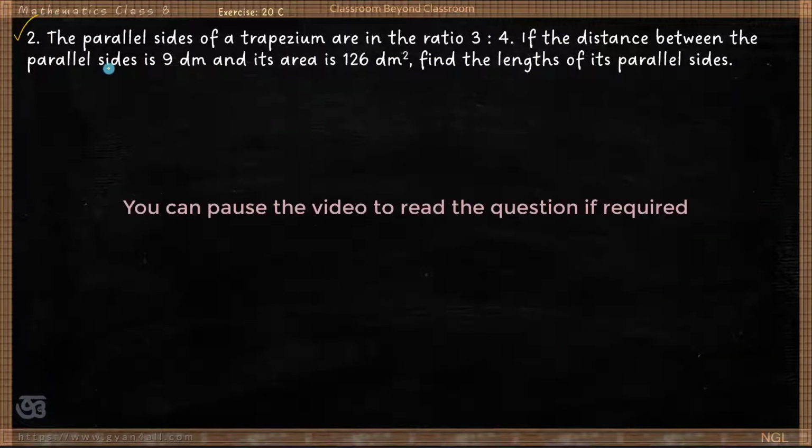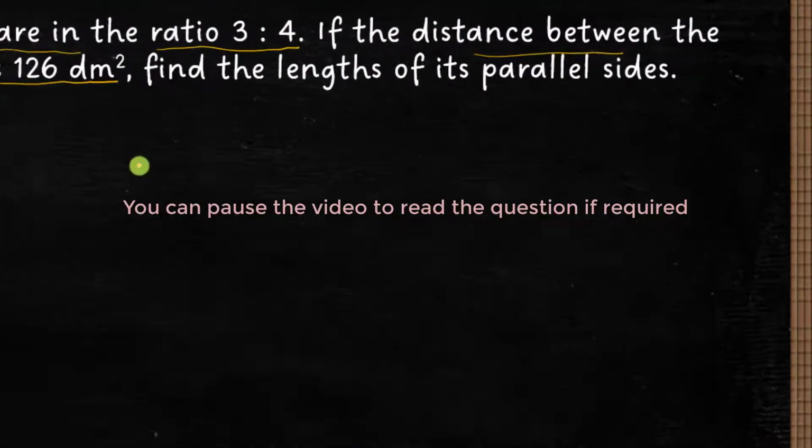Question number 2. The parallel sides of a trapezium are in the ratio 3:4. If the distance between the parallel sides is 9 decimeter and its area is 126 decimeter square, find the length of its parallel sides.